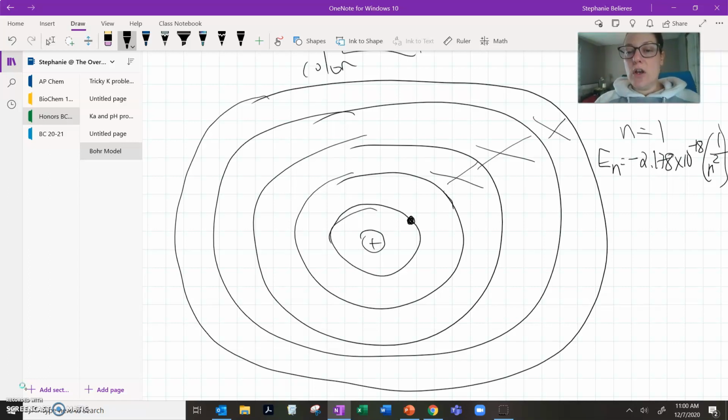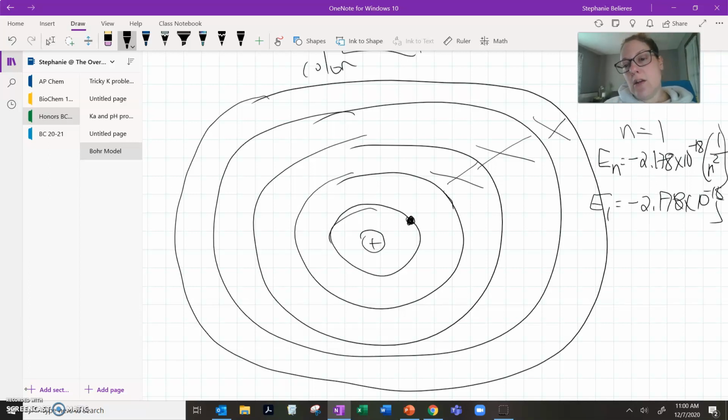So when the electron is on n equals 1, it has an amount of energy equal to negative 2.178 times 10 to the minus 18 times 1 over, in this case, 1 squared. So when the electron is on this innermost orbit, for n equals 1, it possesses negative 2.178 times 10 to the minus 18 joules.